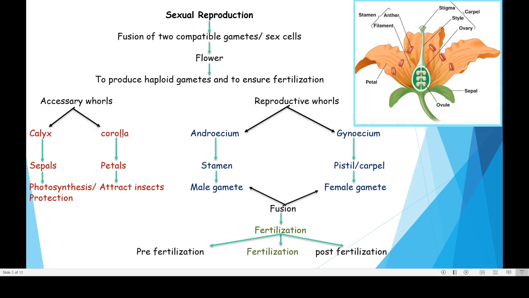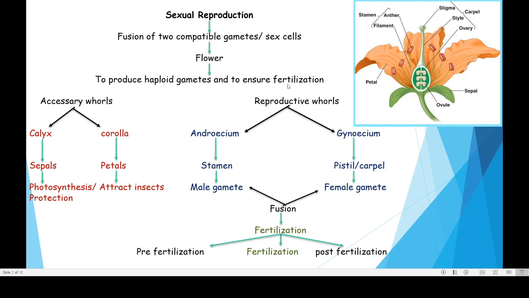The next whorl, inner to the calyx, is the corolla. The colored part that you can see is the corolla. The individual part of the corolla is known as a petal. One petal, another petal, a third petal, like that. Commonly 5 petals are present. As you will find these petals in various colors, the function of the corolla or petals is to attract insects for pollination, which we will learn in our next class.